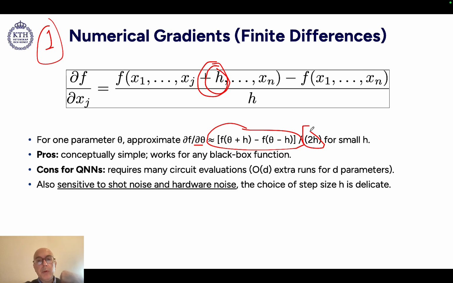So we can run this estimation on the quantum hardware, and then we can calculate these numerical gradients on the classical hardware. However, the major problem is that this is quite sensitive to shot noise, so we need many shots on the quantum hardware, and the choice of the step size is delicate, kind of arbitrary.